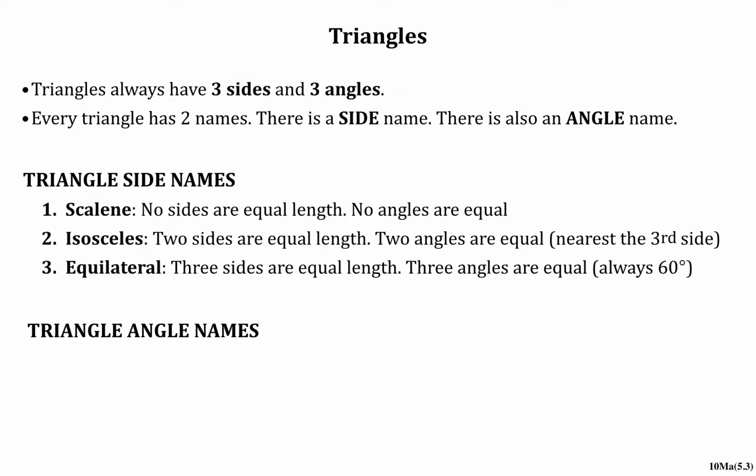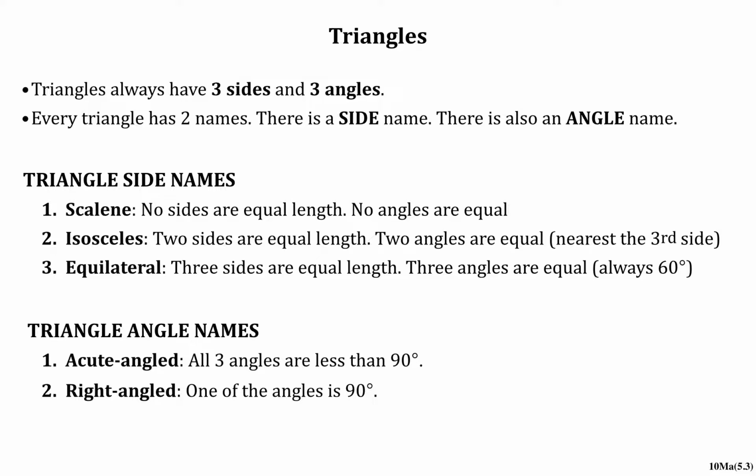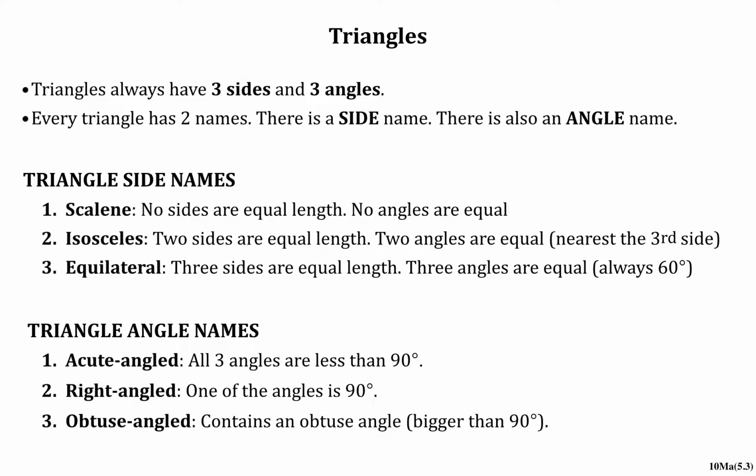The triangle names using the angles, well, you've got an acute angled triangle where all angles are smaller than 90, a right angled triangle where one of the angles is exactly 90, and an obtuse angled triangle where one of the angles is bigger than 90.